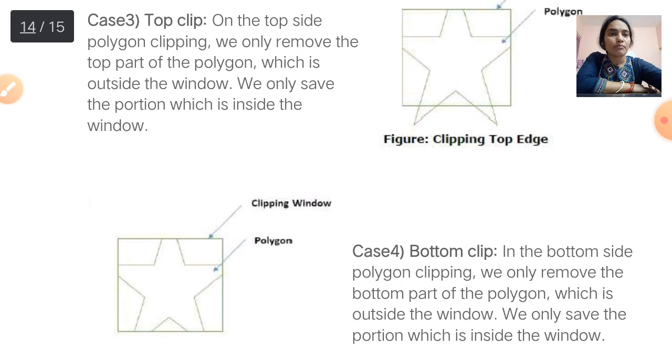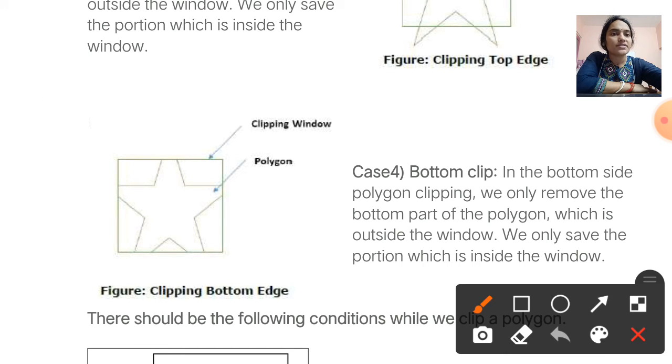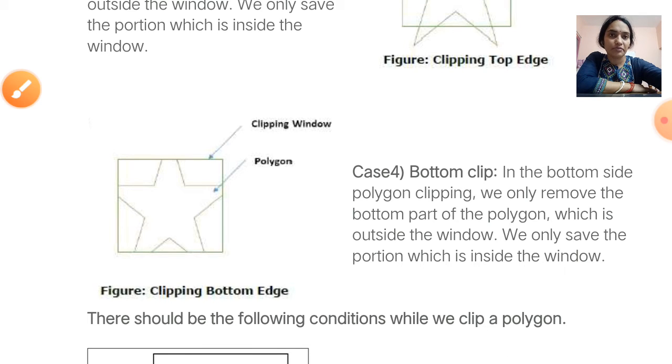Now clip the bottom portion. In the bottom side polygon clipping, we only remove the bottom part of the polygon which is outside the window. We only save the portion which is inside the window. That means here the bottom side parts are clipped. After final clipping, the resultant polygon looks like this. So in this way, polygon clipping is done.